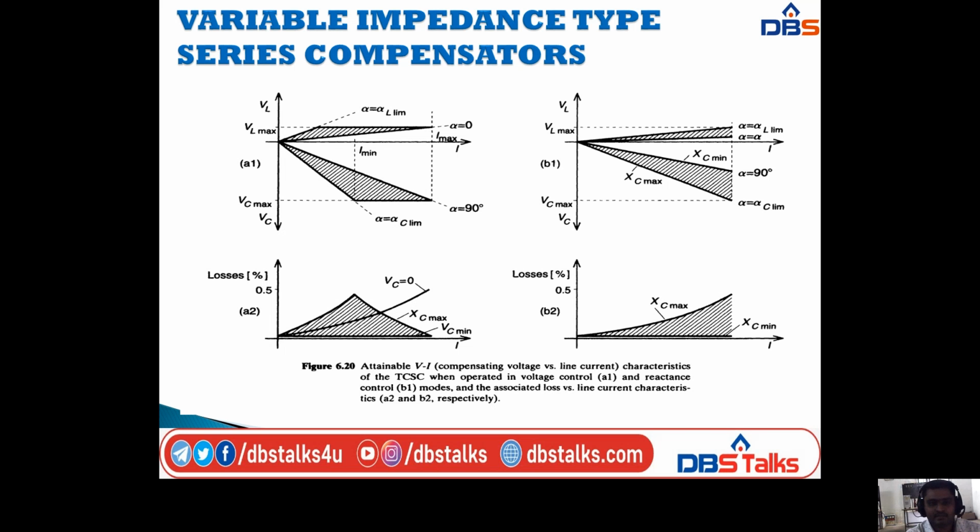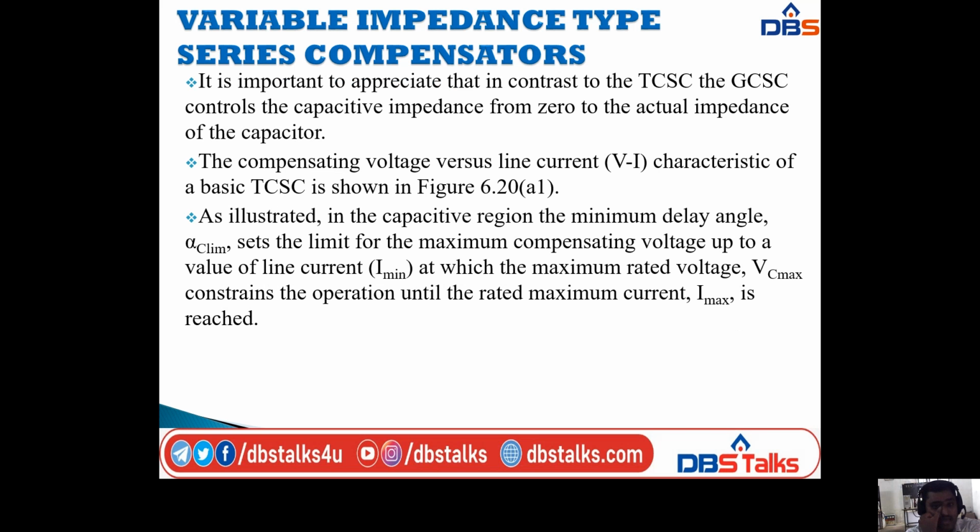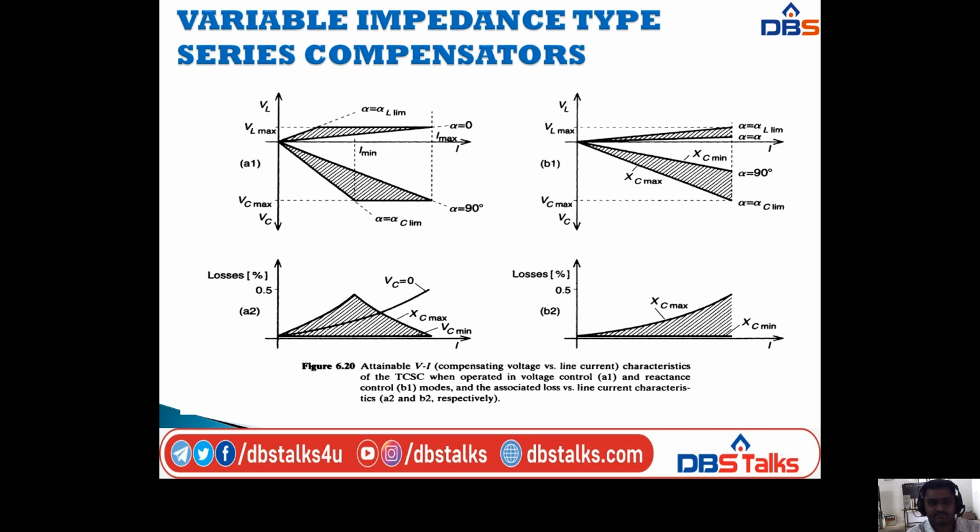So, as illustrated in the capacitive region, the minimum delay angle alpha C limited sets the limit for the maximum compensating voltage up to a value of line current, that is I minimum, at which the maximum rated voltage, that is VC maximum, constrains the operation until the rated maximum current IC maximum is reached. Okay, so that is for the A1.